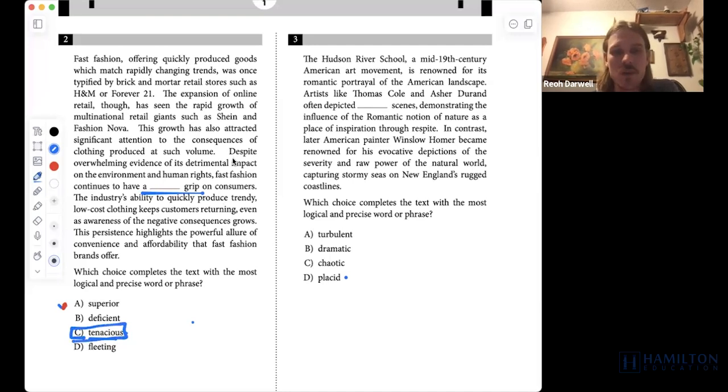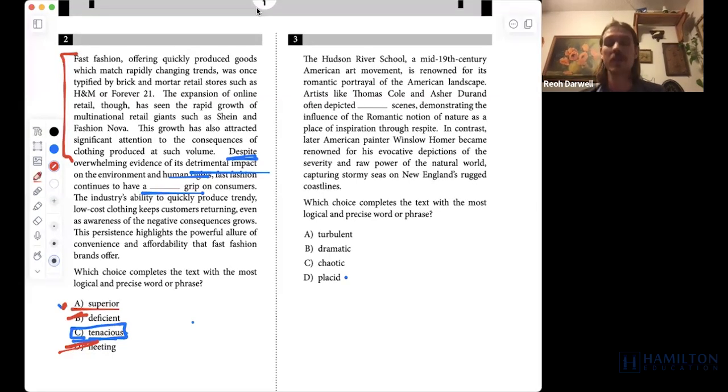So what would be breaking that hold? Well, all this despite stuff, right? Despite detrimental impact on the environment and human rights, nonetheless, fast fashion still has a hold on consumers, right? Fleeting is an opposite distractor, right? Fleeting would work if all of this led it to say that fast fashion was experiencing a decline, but it isn't. Deficient, same sort of thing. And then superior to what, right? Superior is a comparative, so that doesn't really work here either. Tenacious is a perfect word if we know exactly the precise definition of it for this context. So study vocab if you're missing this.